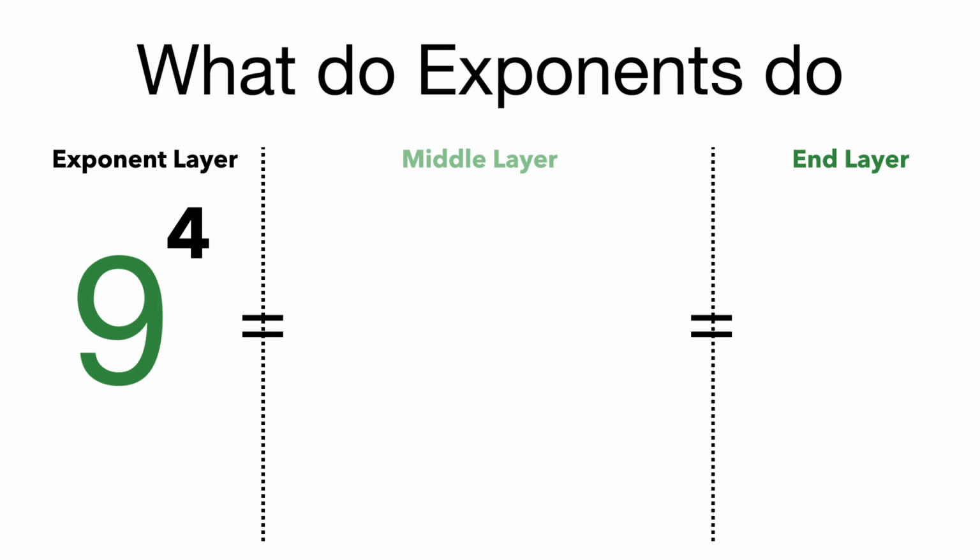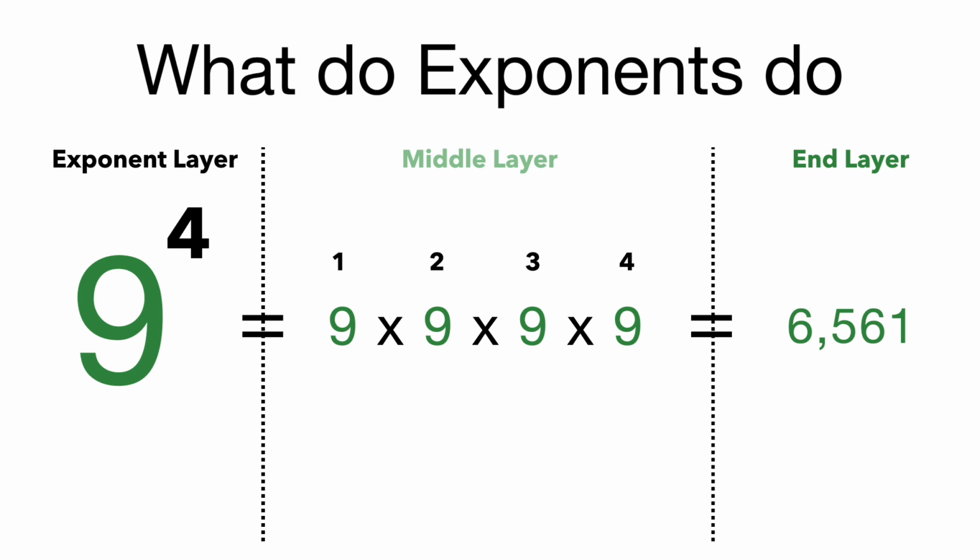Let's do another one here. Let's do 9 to the 4th power, and again, we know the base is going to multiply itself 4 times because of that exponent. So 9 times 9 times 9 times 9, and you count 1, 2, 3, 4 9s there, and that's going to equal 6,561. And so that is how we go from exponent layer to middle layer to end layer.